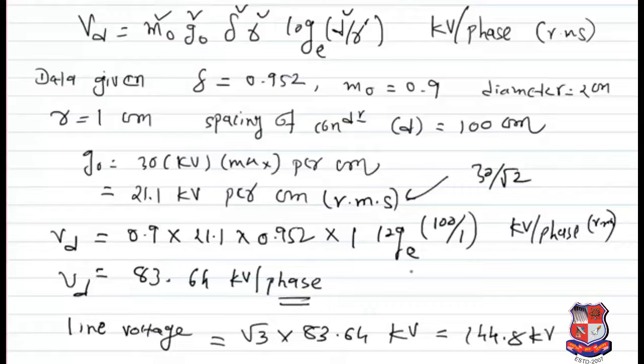So this is one of the examples. In this example, you can see it is very simple. You just use the equation, right? Vd equal to m0 g0 delta r log d by r, where m0 is the irregularity factor, g is the dielectric strength of air, but we need this value as an RMS value. Then delta is the air density, d is the spacing between two conductors, and r is the radius. We put these values in, and we got this answer. So this is one of the examples.